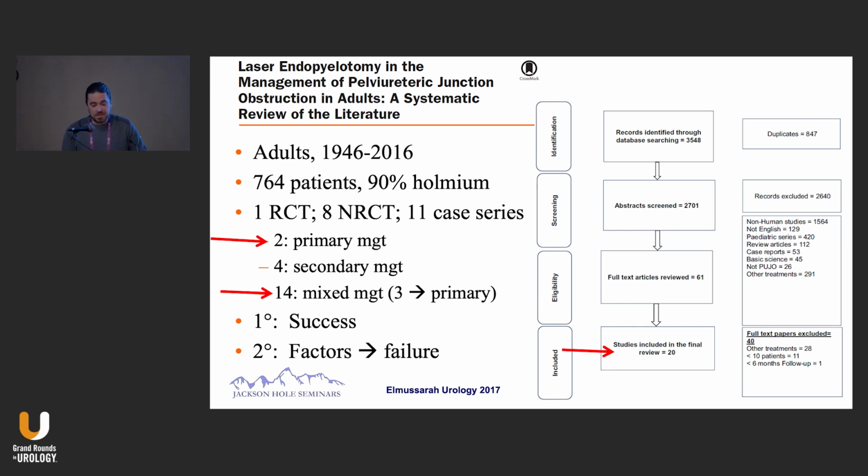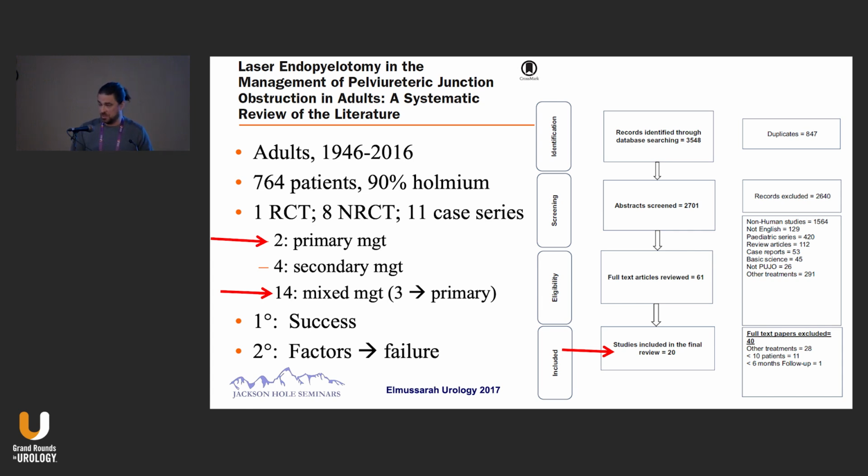So I was able to find some high-level data. This is a systematic review published in 2017. This group looked at adults who had laser endopyelotomies. And I will tell you a little bit about this. This is not all primary UPJ obstructions, and I'll mention that. They found 20 published studies that were high enough quality for a systematic review, about 764 patients. Most of these were done with the holmium laser. We're really going to focus on the ones that are primary management.